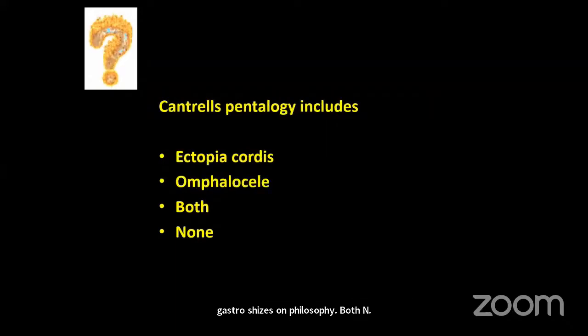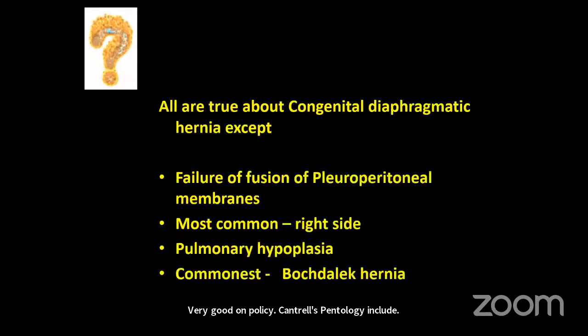Very good, omphalocele. Cantrell's pentalogy includes both. You can have defects in the midline, either in the thorax or the abdomen. So you can get both omphalocele, gastroschisis, everything you can get. That is what is meant by Cantrell's pentalogy.